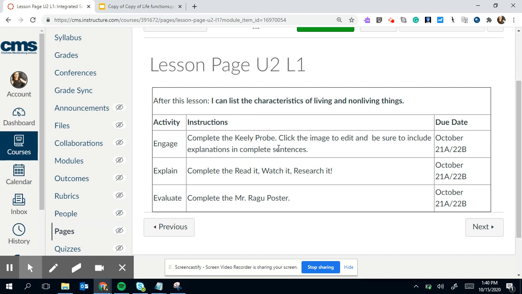Your lesson page is going to have the 3 activities you're expected to complete asynchronously. You will complete the engage activity. Your instructions are listed here. An explain activity, your instructions are also listed here, and an evaluate activity, which is also listed here. Your due dates can be found on the right.